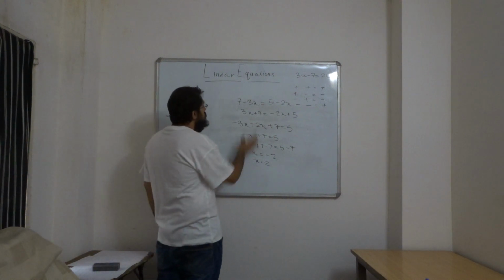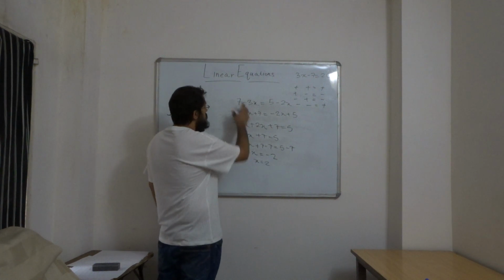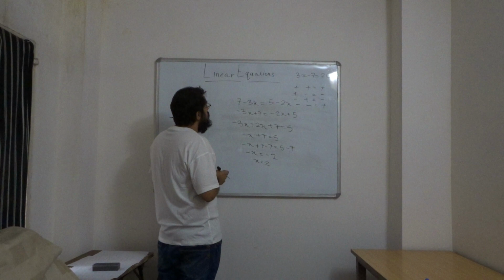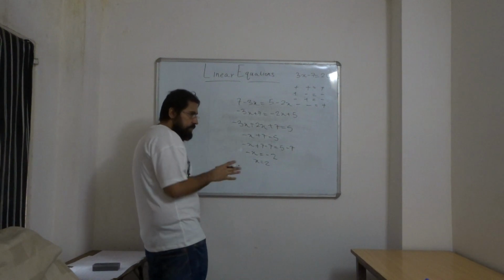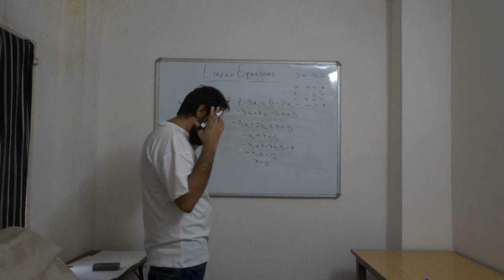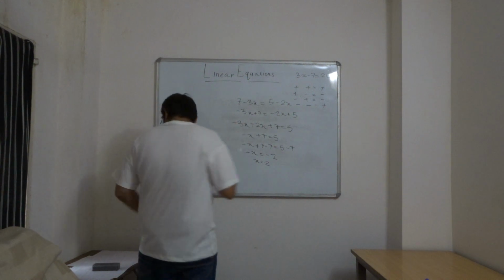So now you can just plug this in. So you can plug x in here. So 7 minus 6 is 1. 5 minus 4 is 1. 1 equals 1. LHS is equal to RHS. Both sides are balanced. Okay, end of story.